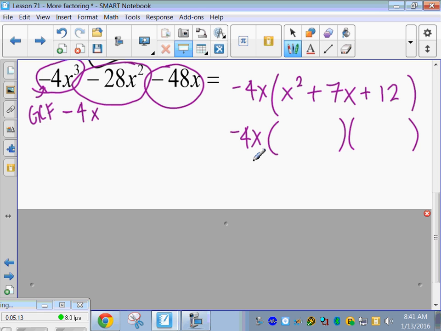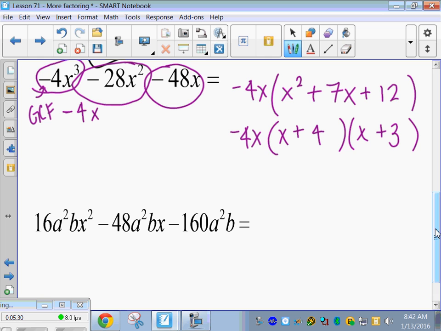We need two numbers that multiply to 12 and add to 7. This one's easy. What is it? X plus 4 and x plus 3. All positives, okay? Add, multiply to positives.